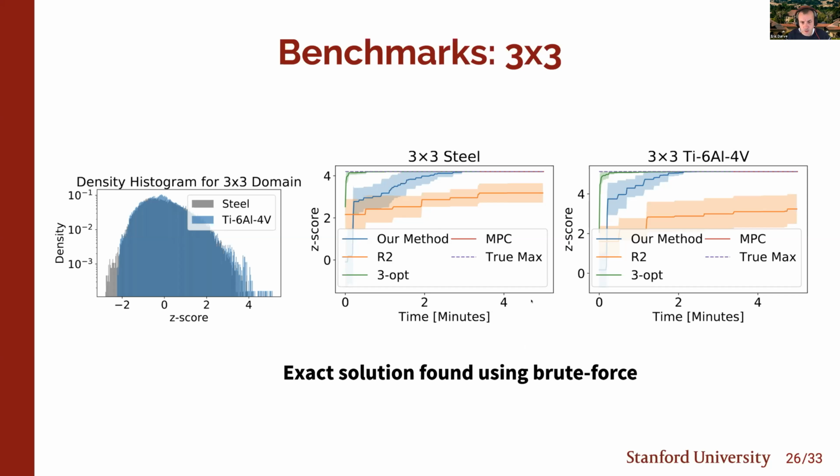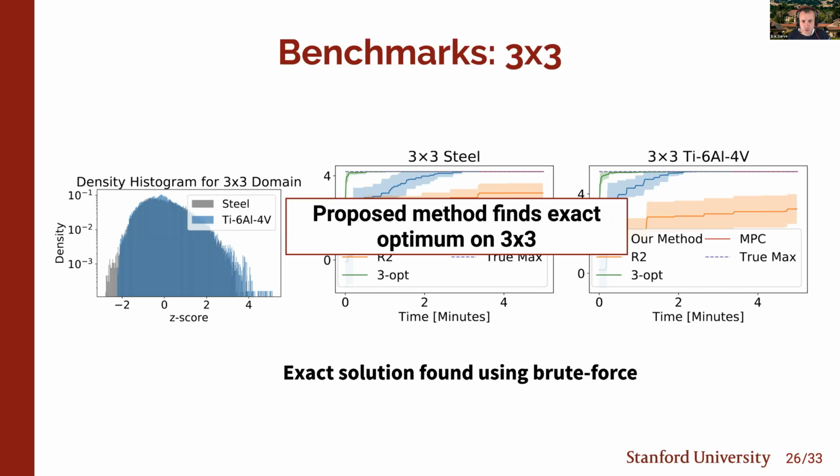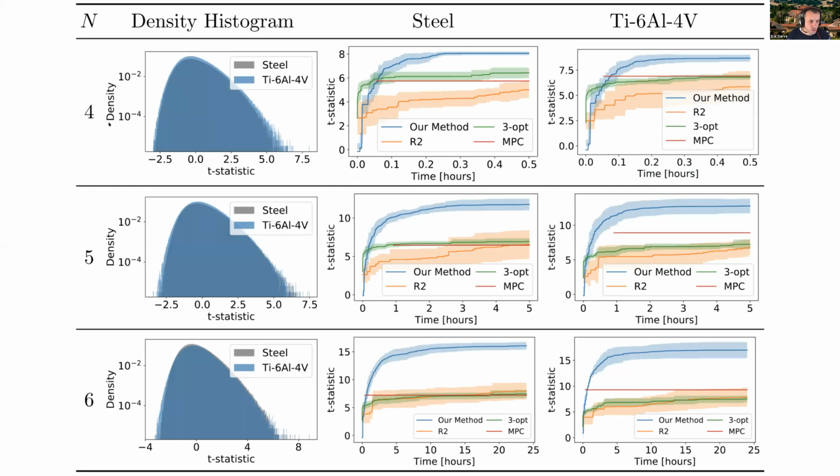Of course, here the running times are quite small because it's very quick. So the point is, our proposed method at least is able to find the exact optimum on this problem. So now we extend to 4x4, 5x5, and 6x6. The computational cost of brute force increases very rapidly.